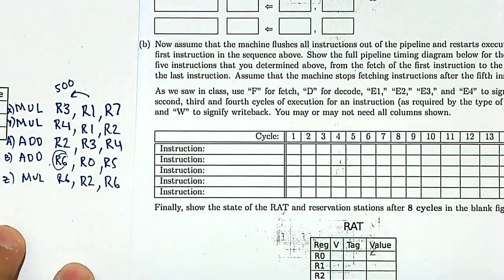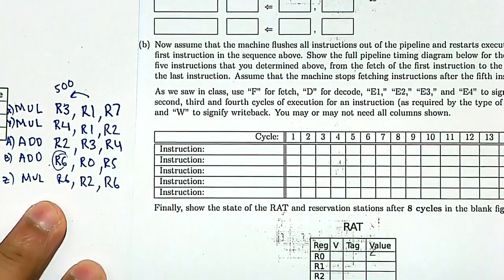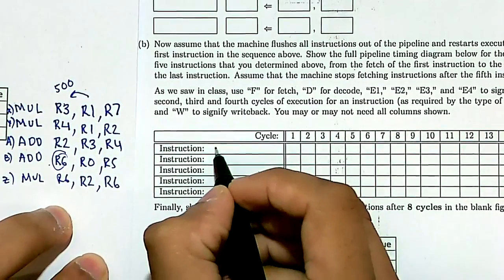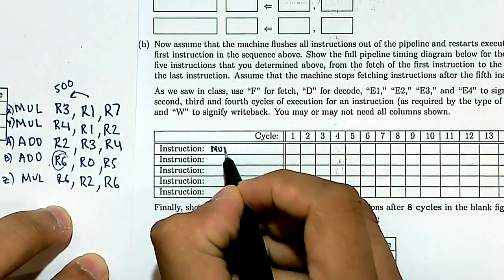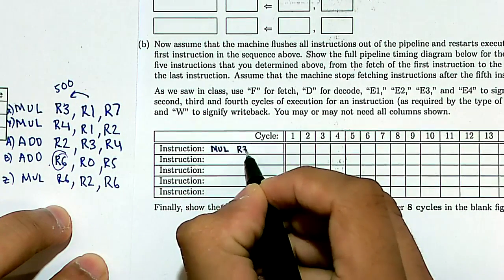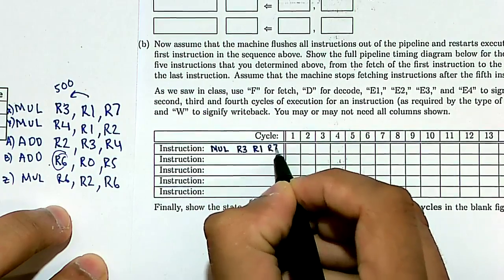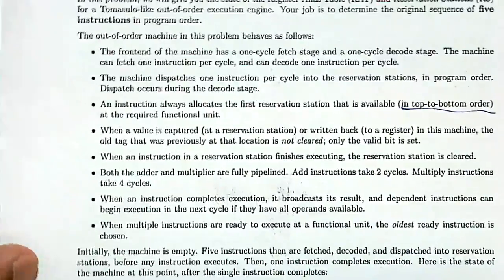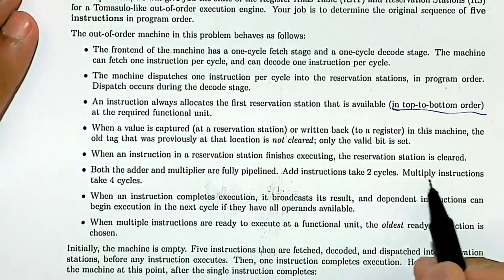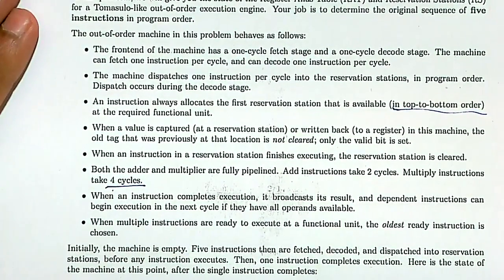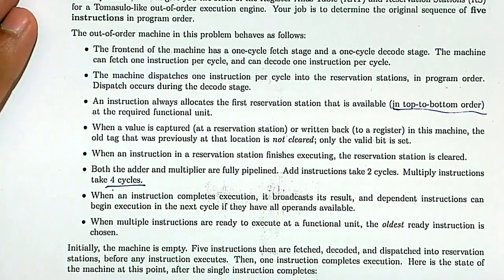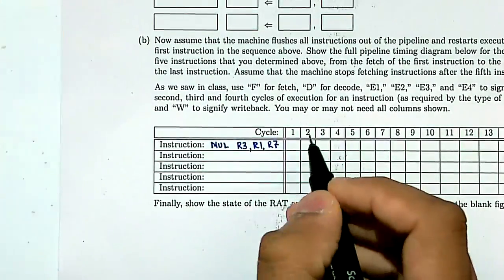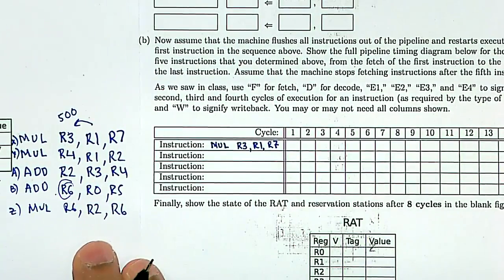Okay, let's start with the first one. The first instruction that we determined was the multiply, the mul into R3 of R1 and R7. In the original text, we were given that multiply instructions take 4 cycles, so we know that there's going to be 4 execute cycles in order to make this computation.